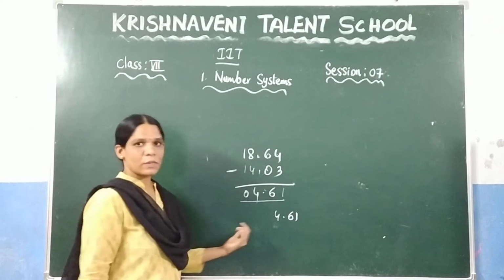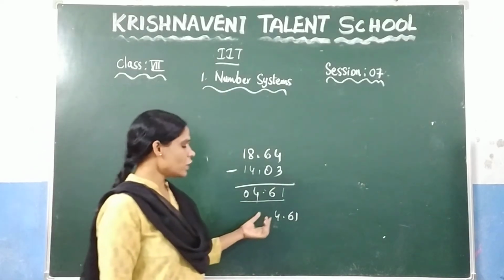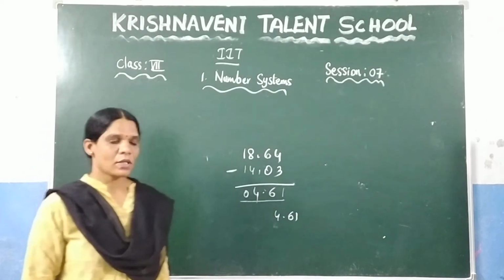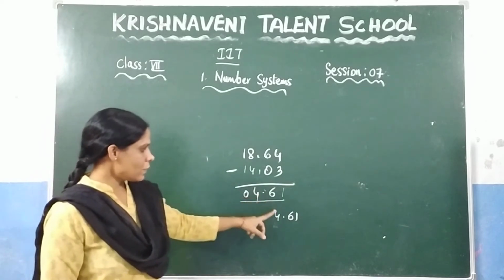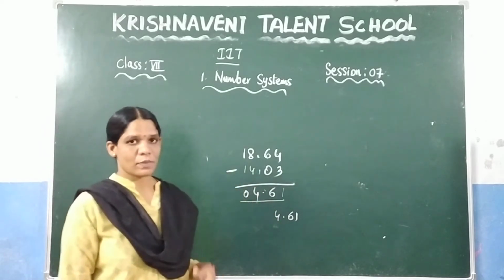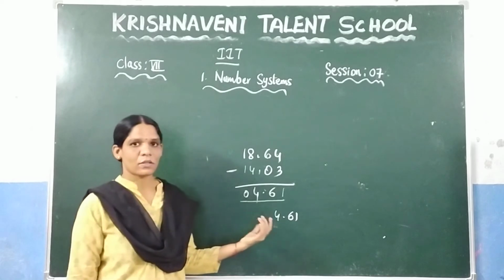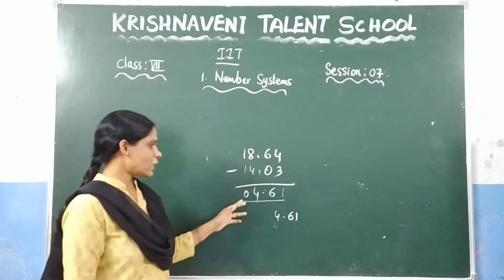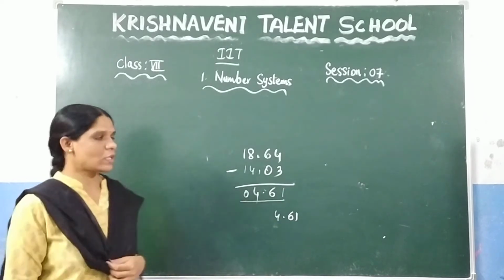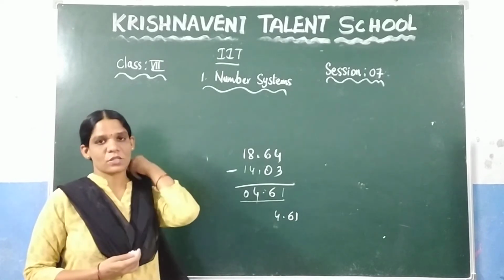Both are same. You can remove that one. 04 or 4 is nothing but the same. Here it is a single digit number. Here also it is a single digit number. If there is a 0 before, there is no need for it to come. So you can write that one as 4.61. It is about the subtraction of the decimal numbers.